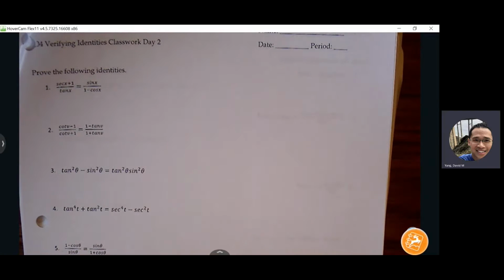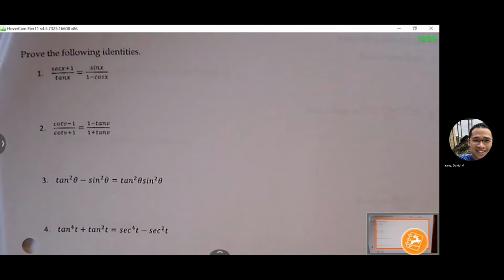Okay, number 1, secant of x plus 1 over tangent of x. I'll eventually turn that into sine of x over 1 minus cosine of x. I already see something that I can do. Let's see, any ideas? At the beginning, knowing that we're starting on the left side and wanting to end on the right side, get everything in terms of sine and cosine. It's going to be a little ugly in the beginning because we're going to deal with some complex fractions. But I think that's my step. We can quickly get that secant and tangent to be sine and cosine, and after cleanup, we'll see.